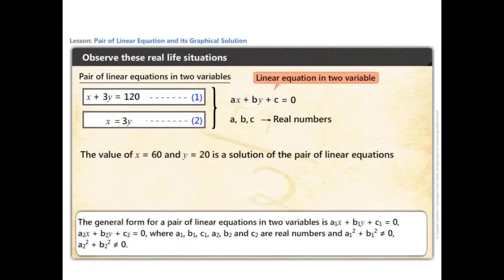The general form for a pair of linear equations in two variables is a1x plus b1y plus c1 is equal to 0, a2x plus b2y plus c2 is equal to 0, where a1, b1, c1, a2, b2 and c2 are real numbers and a1 square plus b1 square is not equal to 0 and a2 square plus b2 square is not equal to 0.